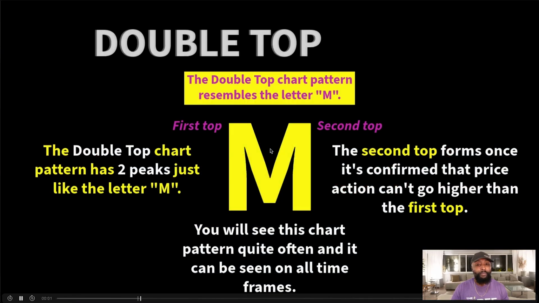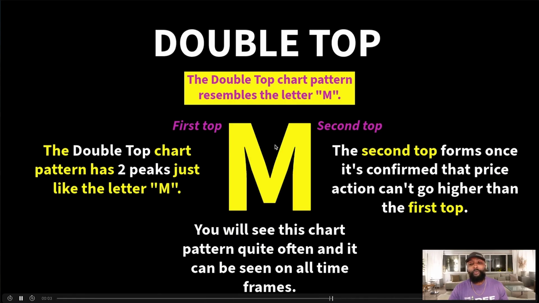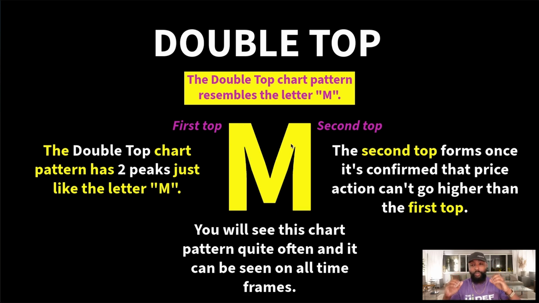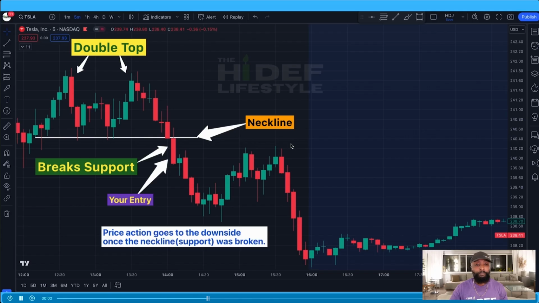All right. A double top formation. Now this resembles the letter M because we go up in price, the first top is formed, we go down, we come back up, and then the second top is formed. So with this double top formation, we're going to have 2 peaks, and you can see this happen on all time frames. Let's see how it looks.